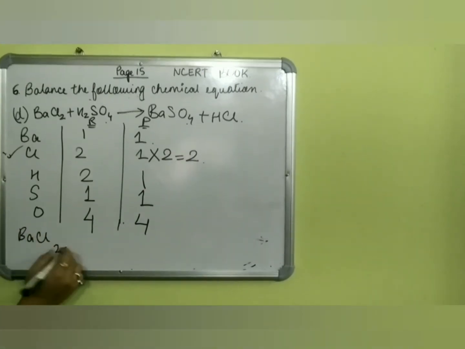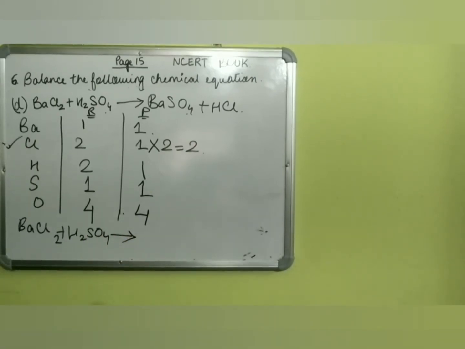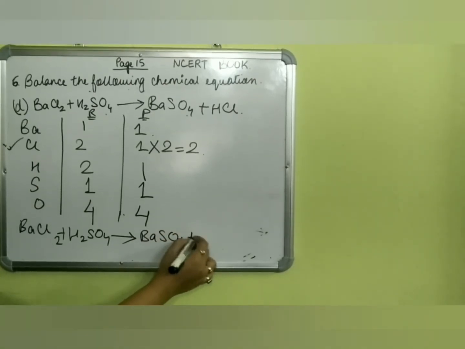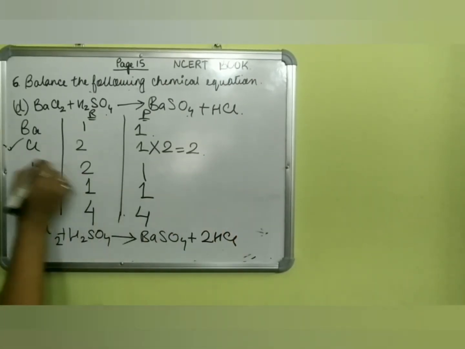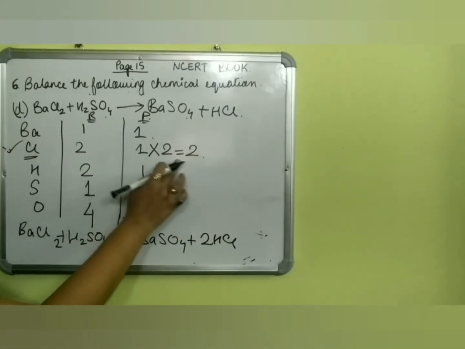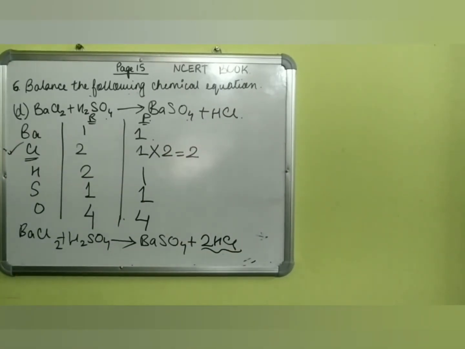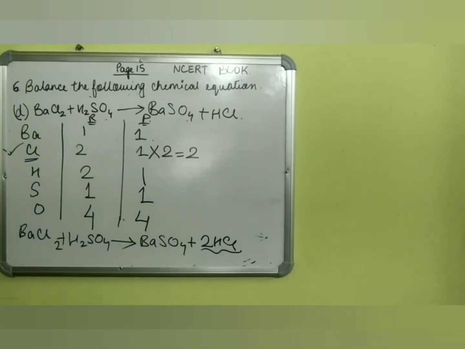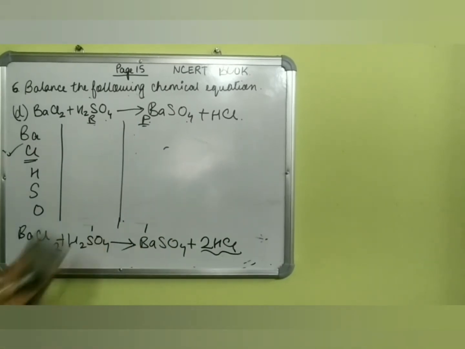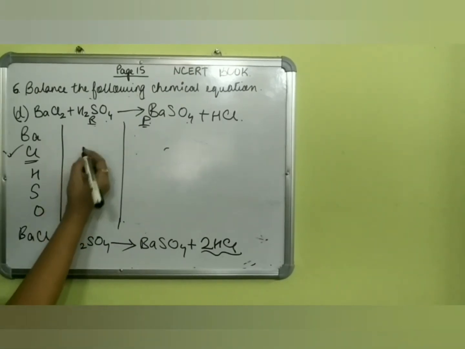So now I will write the new equation that I have formed. In the product side, I have to change the number of chlorine atoms. So BaSO4 plus 2HCl. I will write 2HCl because in the product side I have got two chlorine atoms. So from this equation I will again try to make it a balanced equation. To do that I have to write the number of atoms on both sides and check whether it is balanced or not.